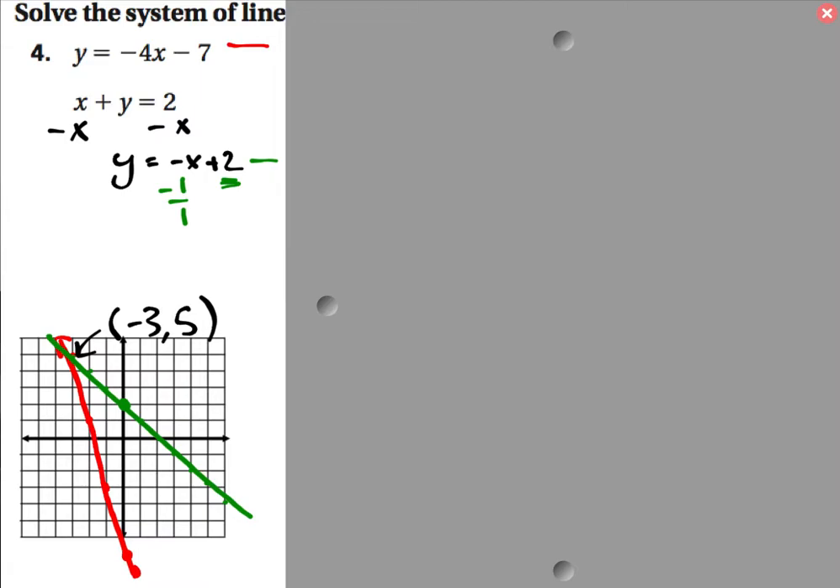Right here, this would be 5 equals negative 4 times negative 3 minus 7. That's 5 equals 12 minus 7. That's true. Negative 3 plus 5 is 2. That's also true. Since it satisfies both equations, it is the solution.